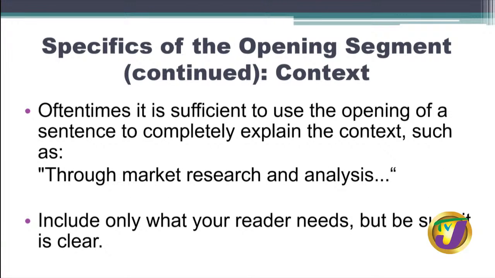Sometimes you can just use a little sentence to explain the context. Here's an example: through market research and analysis, and you continue. Right there, your reader knows that you're going to talk about market research and the analysis. Again, you only want to include what is relevant, but you also want to ensure that it is clear.